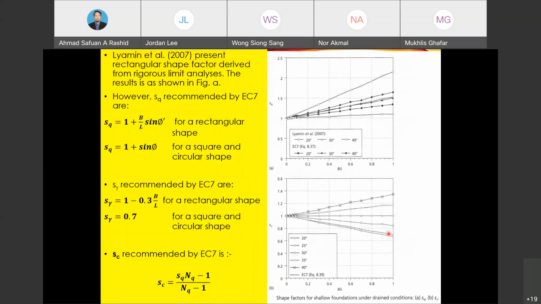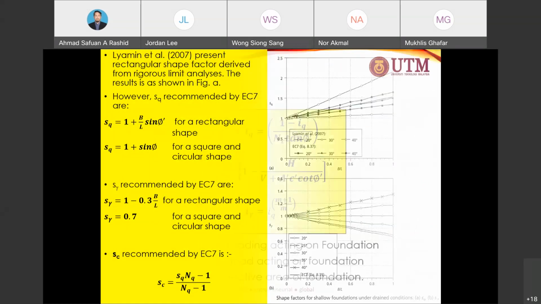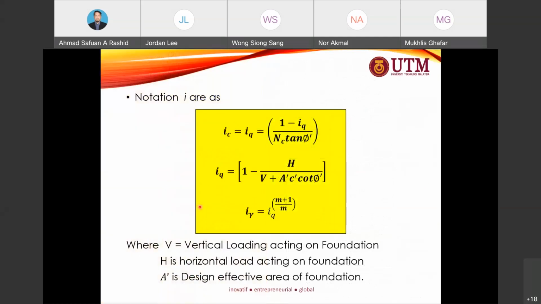So this is the shape factor. Sq for rectangular shape and square, S gamma for rectangular shape and square, or we can use what we call this graph, and Sc. So that is for the shape factor. Then this is for the inclination, where there is a little bit of difference as mentioned in the annex.